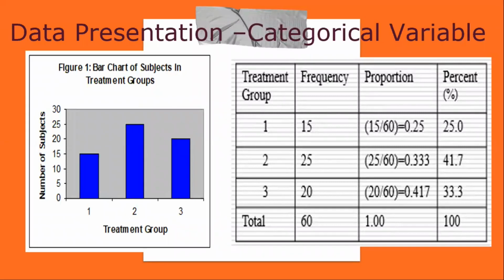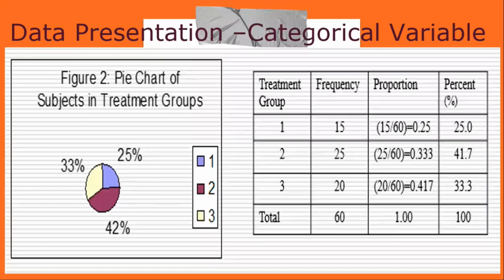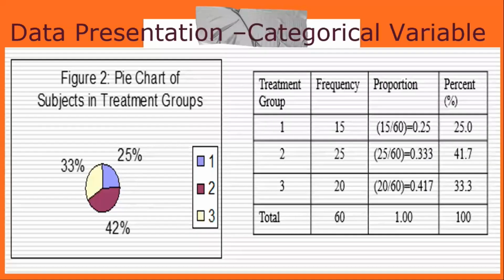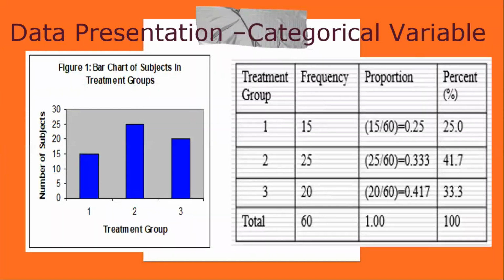Graphical presentation. We look for the overall pattern and for striking deviations from that pattern. Overall pattern is usually described by shape, center, and spread of the data. An individual value that falls outside the overall pattern is called an outlier. Bar diagram and pie charts are used for categorical variables. Histogram, stem and leaf, and box plot are used for numerical variables.